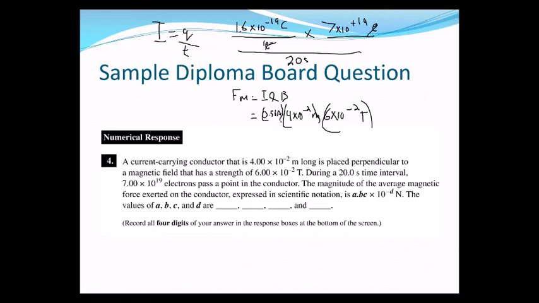And if I multiply all of those together, I end up getting an answer that is 0.001344. So we want it in scientific notation, so it's going to be 1.34 times 10 to the negative 3. So that's going to be our answer for that.